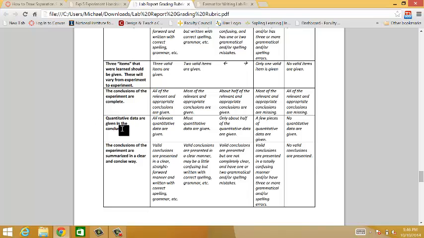Now, we have to be careful here in terms of the conclusions. Let's say we go to purity.